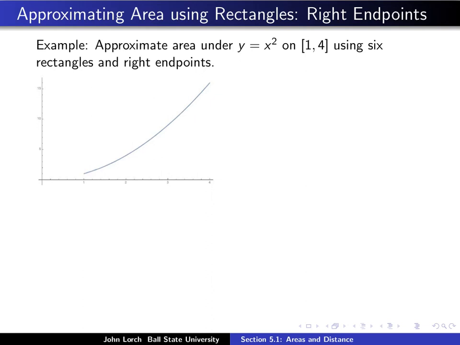So the first thing we're going to do is take our interval from 1 to 4 and split it up into 6 equal pieces. And those 6 equal pieces are going to form the bases of 6 rectangles. Now, to find the heights of the rectangles, this is where the endpoints come in. In our first little piece in our interval, we go to the right endpoint of that piece, and then we go up to the curve, and we draw a rectangle of that height.